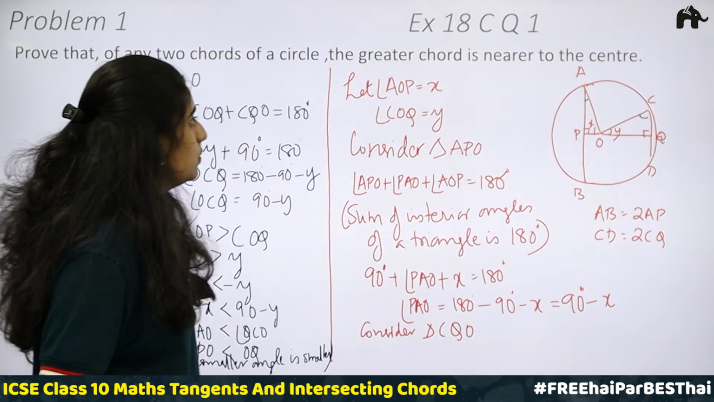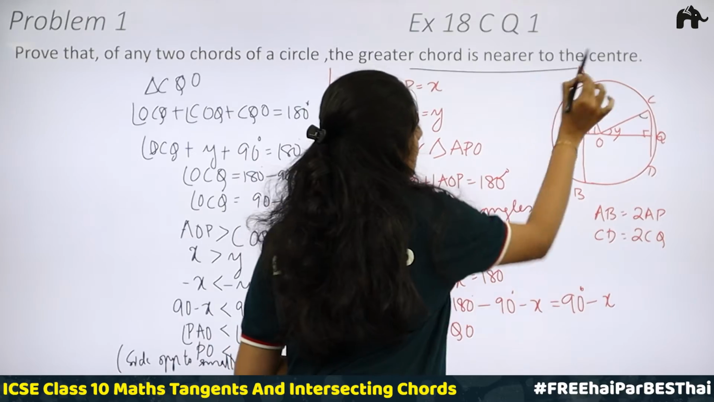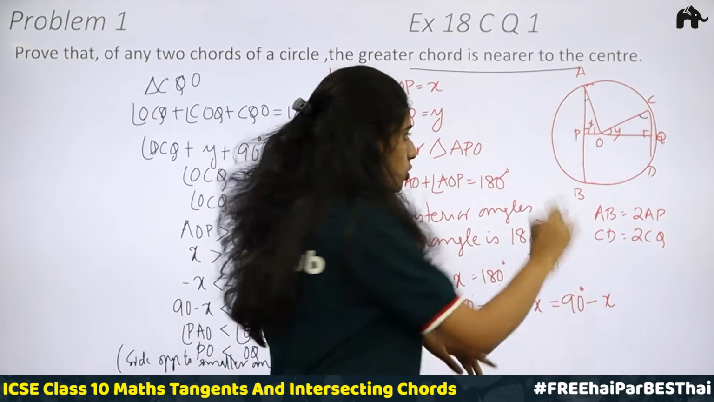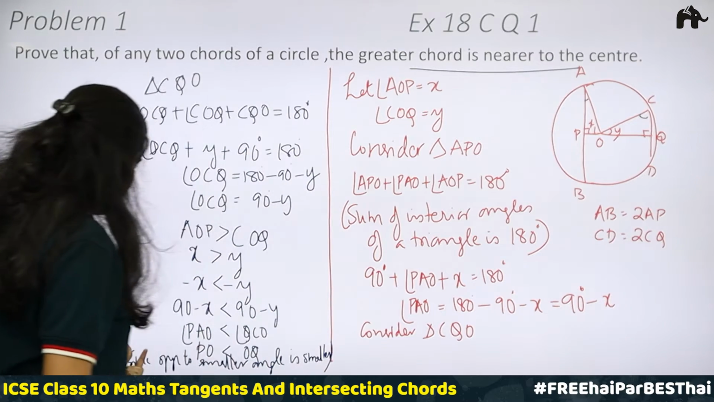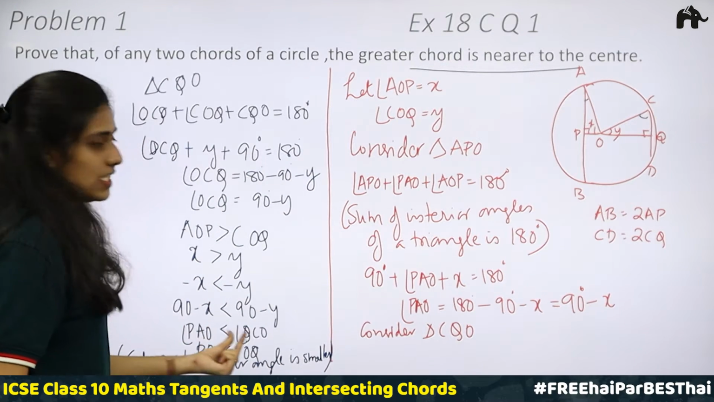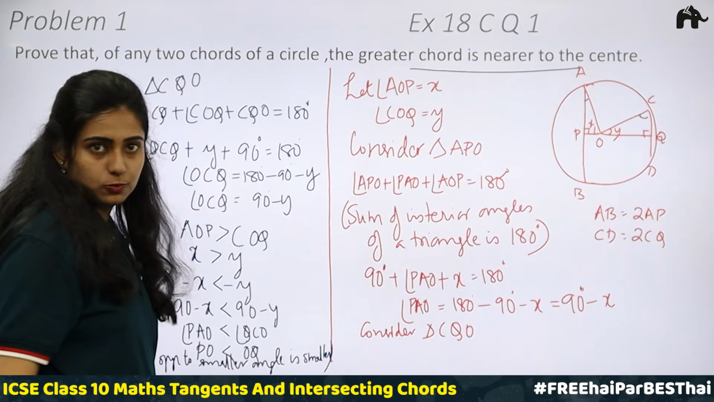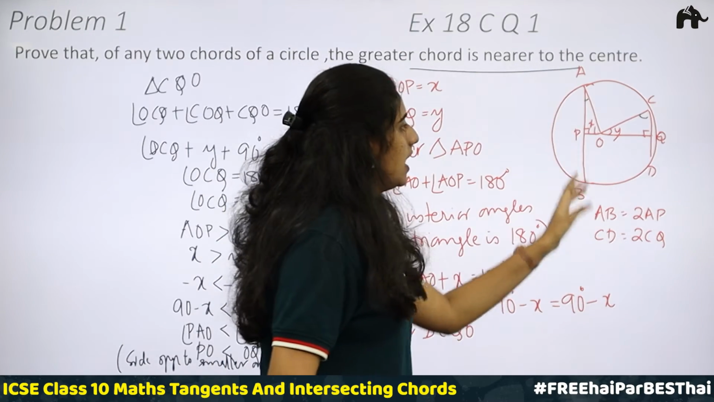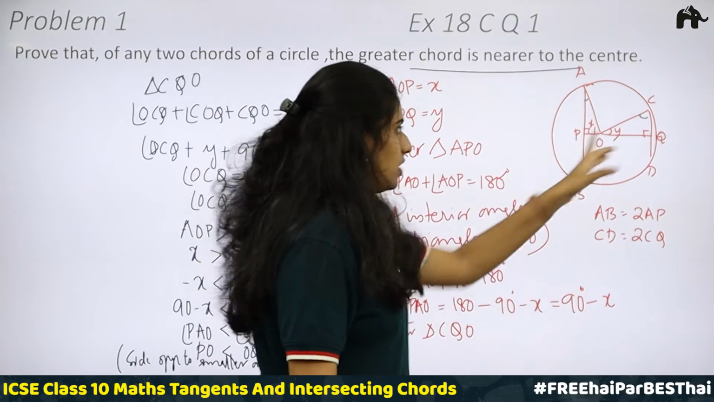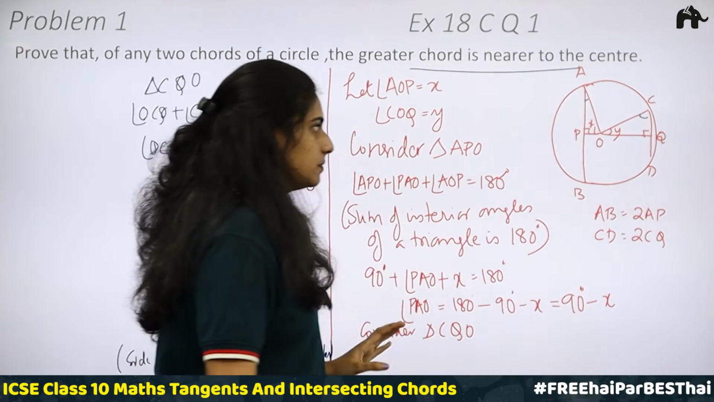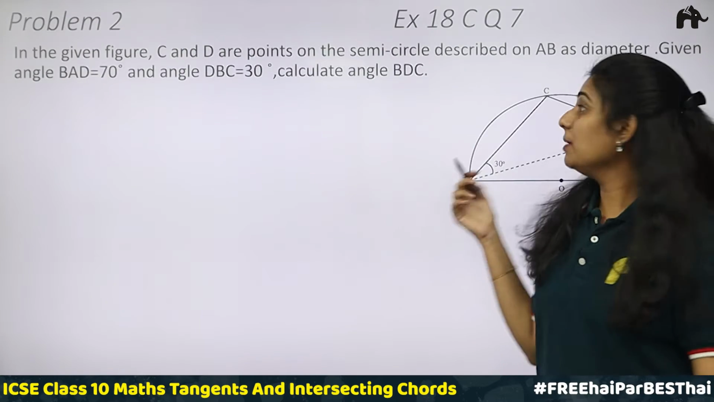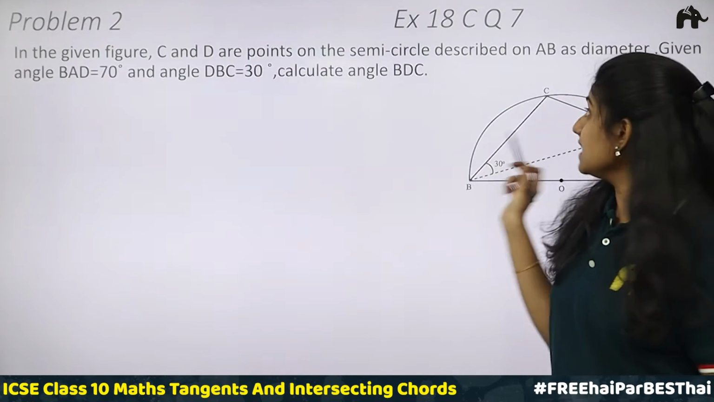So we have proved that the greater chord is nearer to the center. The distance of the greater chord from the center is OP, and we have proved that PO is less than OQ. Since PO is less than OQ, the greater chord is nearer to the center compared to the smaller chord. Understood this? Next, problem number 2, question 7 of exercise 18C.